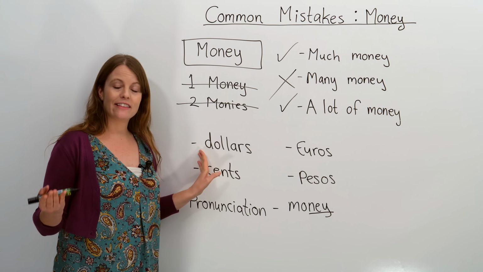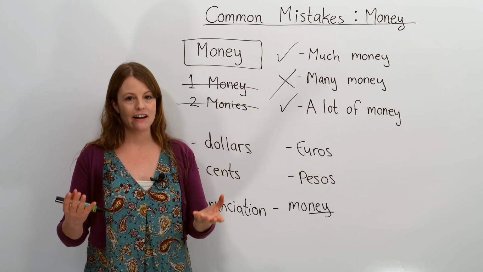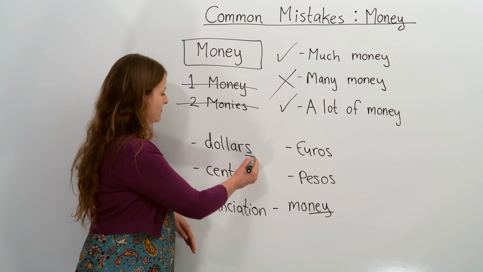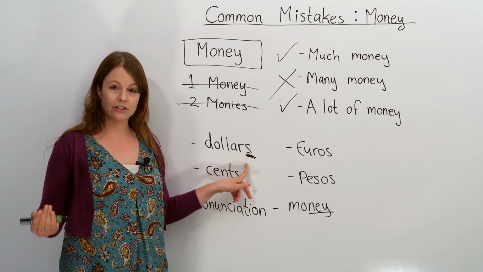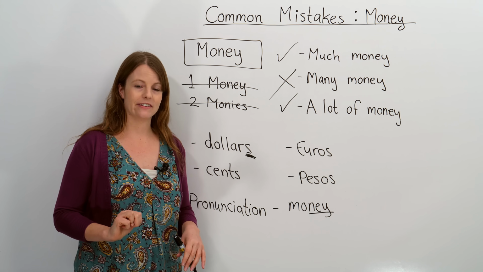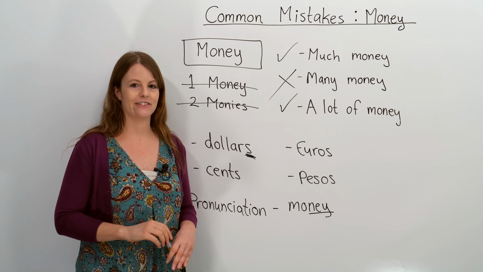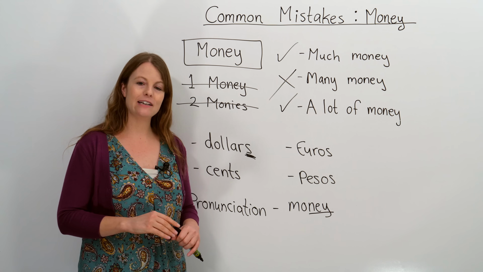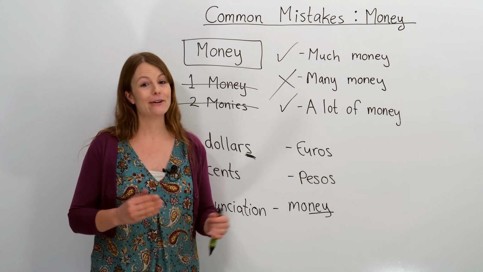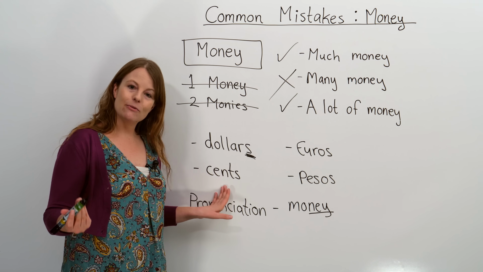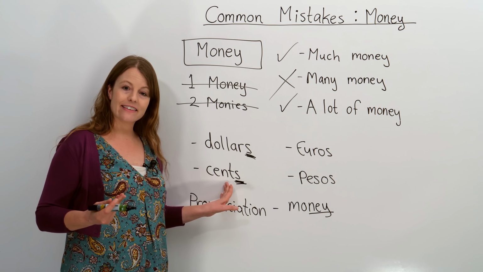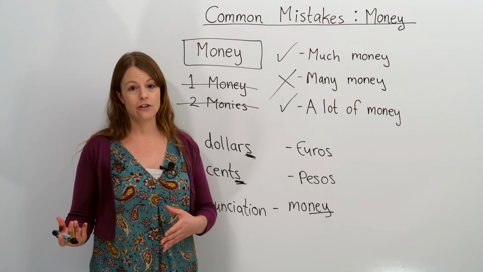Now, I already mentioned there are forms of money we can count. We can count dollars. So if I'm counting dollars, I can put an S. I can say I have $2. I have $5. I have $50 million. I don't have $50 million, but I wish I did. We can add an S for cents. So cents is less than $1.